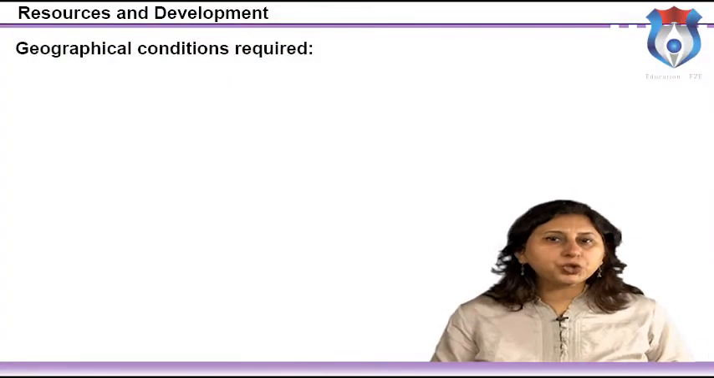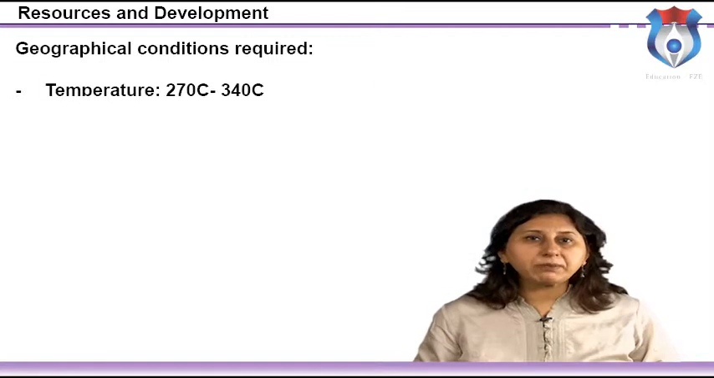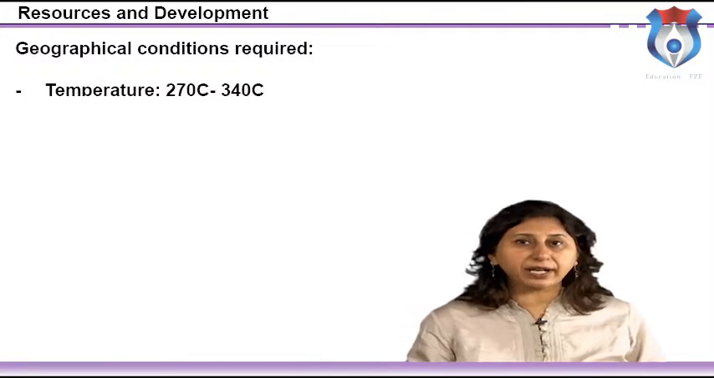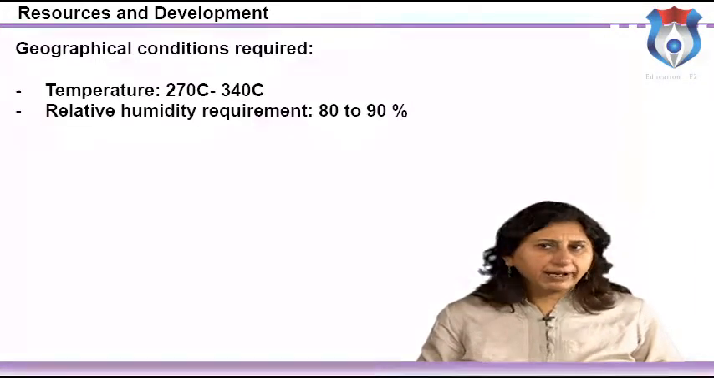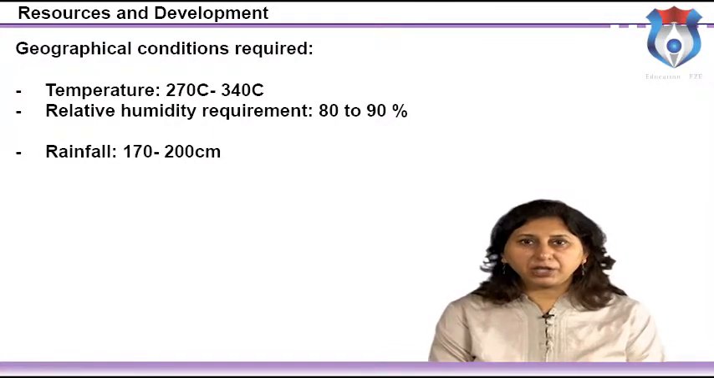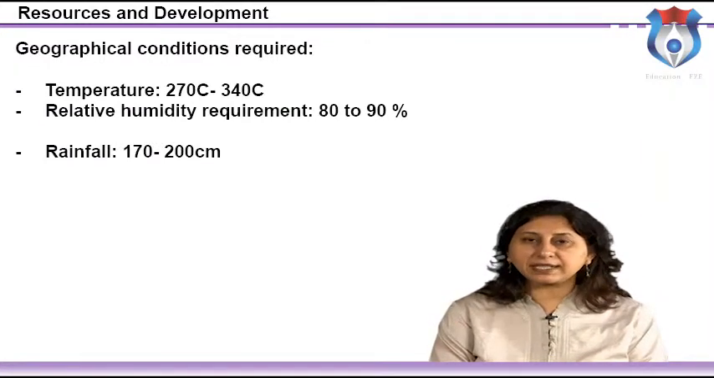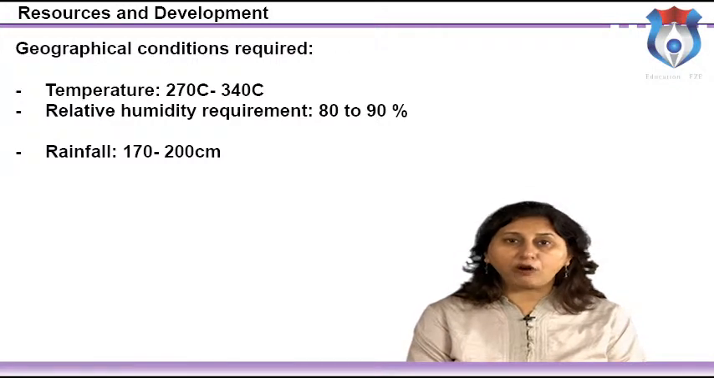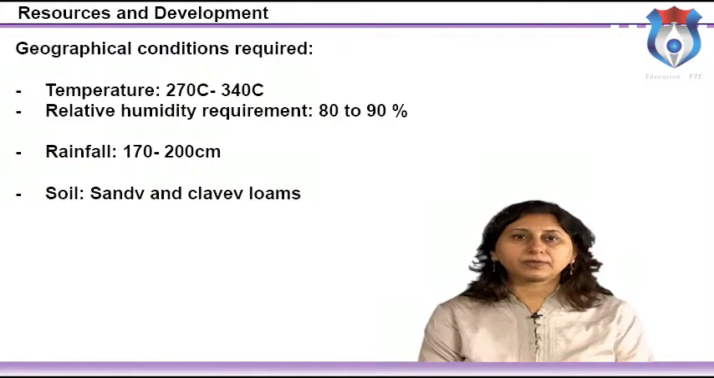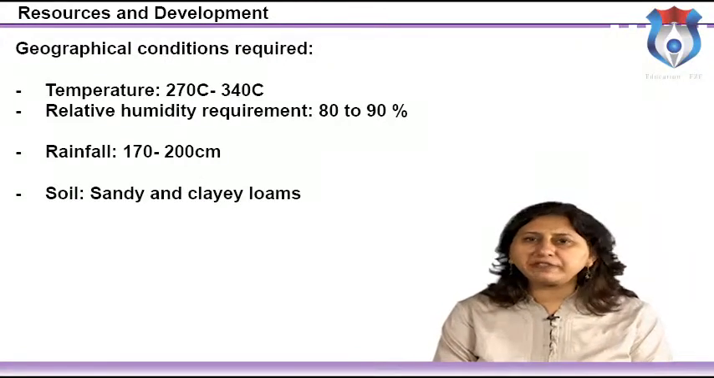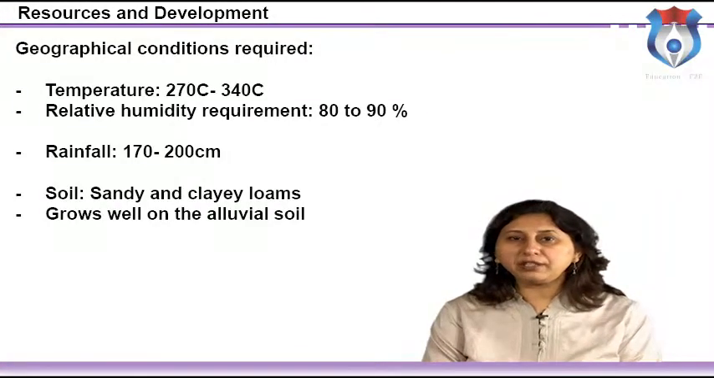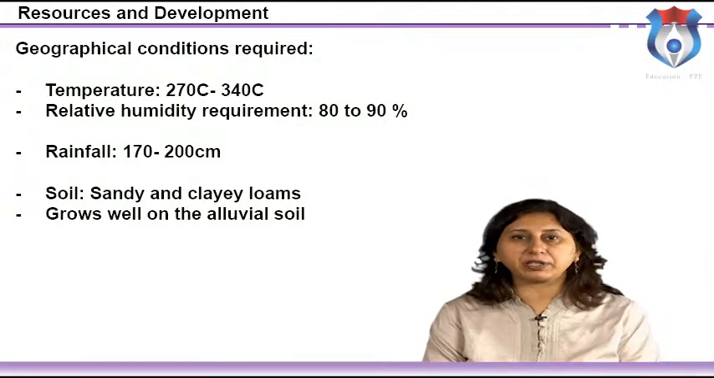conditions. The jute plant requires high temperature with a minimum of 27 degrees centigrade and an optimum of about 34 degrees centigrade during the period of growth. The relative humidity requirement is also high, ranging from 80 to 90%. During the growing period, the jute plant needs an evenly distributed rainfall of 170 centimeter to 200 centimeter. Sandy and clay loams are perfectly beneficial for the growth of this plant. It grows well on the alluvial soil found in the floodplains and deltas of rivers.